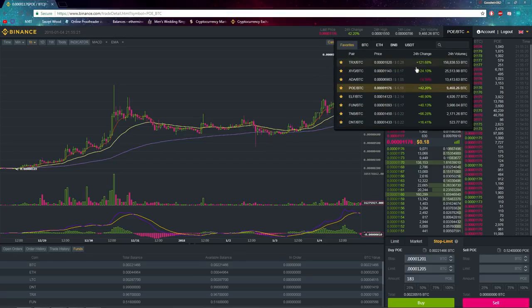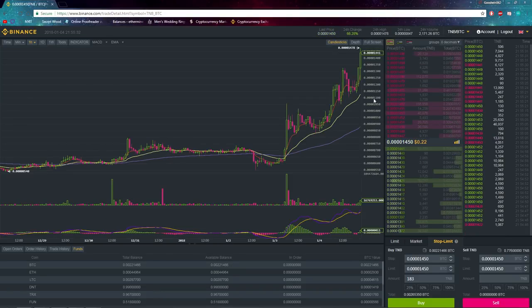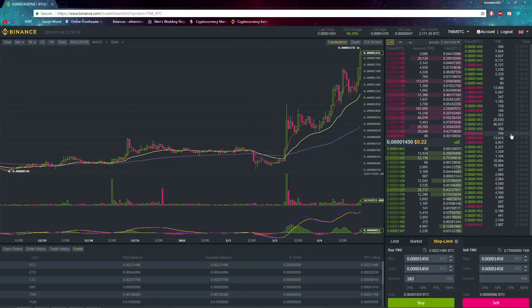If we look to my favorites, I normally like to stay with the cheaper ones because they're a lot more volatile. But you can see here down to 17 cents. And then these all trade into Bitcoin. So if you're looking at these graphs, for example, if I go to TMB, this is for TMB into Bitcoin. So when I put in a buy or sell order, these numbers are the amount of Bitcoin that one coin of TMB is worth.